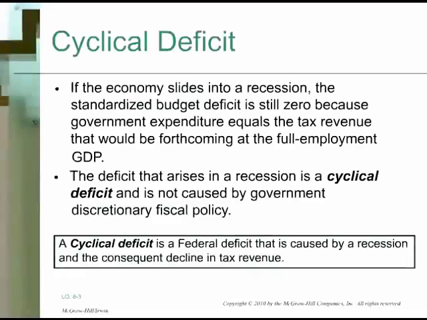If the economy slides into a recession, the standardized budget deficit is still 0 because government expenditure equals the tax revenue that would be forthcoming at the full employment GDP. The deficit that arises in a recession is a cyclical deficit and is not caused by government discretionary fiscal policy. A cyclical deficit is a federal deficit that is caused by a recession and the consequent decline in tax revenue.